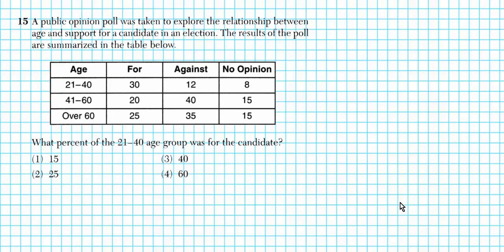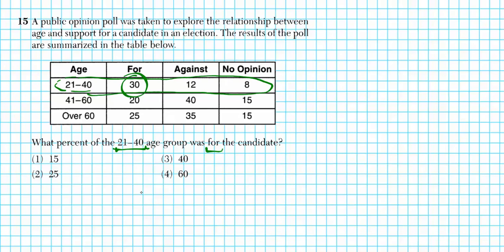All right, let's take a look at problem 15. It says a public opinion poll was taken to explore the relationship between age and support for a candidate in an election. The results of the poll are summarized in the table below. What percent of the 21 to 40 age group was for the candidate? Okay, so we have it broken down by ages, for, against, and no opinion based on the rows that are given here. So we're looking for the percentage of 21 to 40 that are for. Okay, so we are focusing our attention on this row right here. We're looking at the 30. What percentage of this whole row is 30?